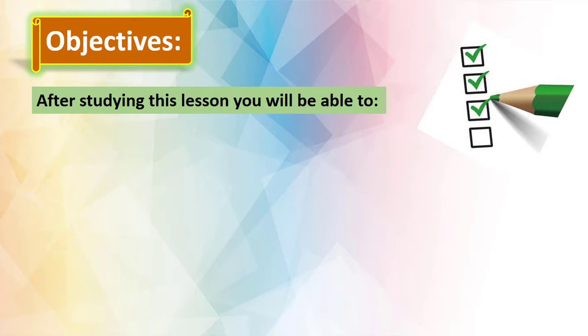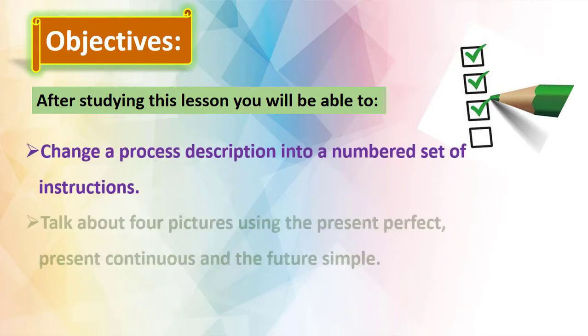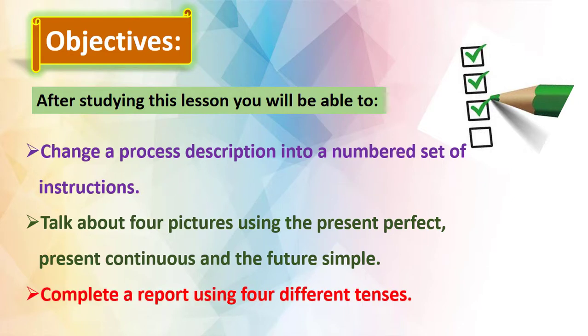After studying this lesson you will be able to change a process description into a numbered set of instructions, talk about 4 pictures using the present perfect, present continuous and the future simple, and complete a report using 4 different tenses.